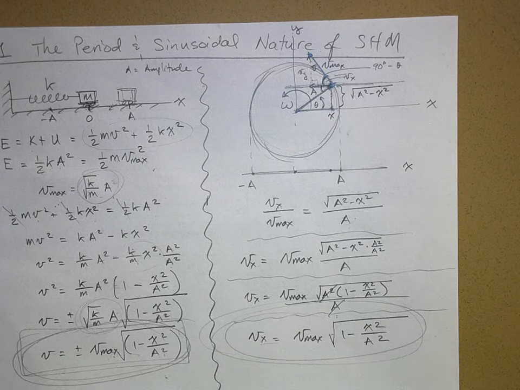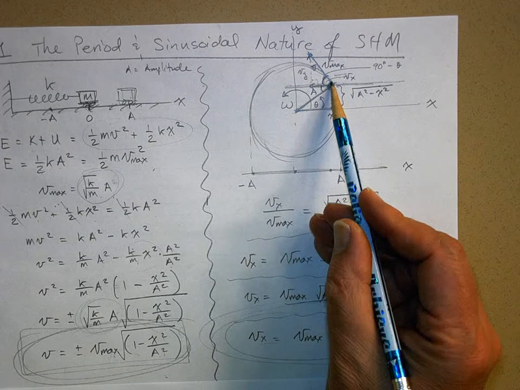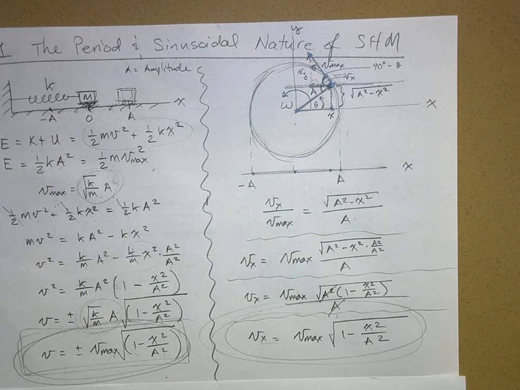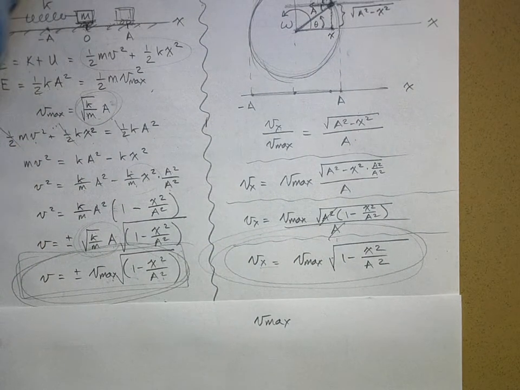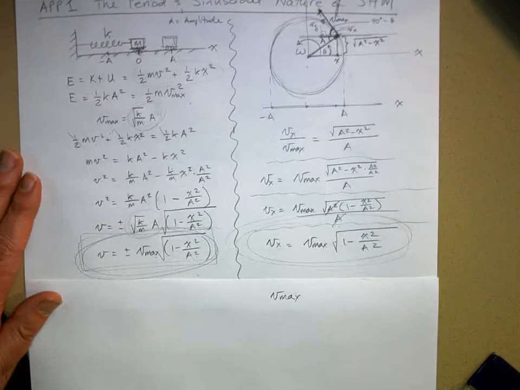Okay. The maximum velocity, well, that's just the velocity of it going around a circle, right? Now, what do we know about that maximum velocity? Am I still on screen? No, I'm not on screen. All right. Let me zoom out. I'll try to write big. I want all this to fit.